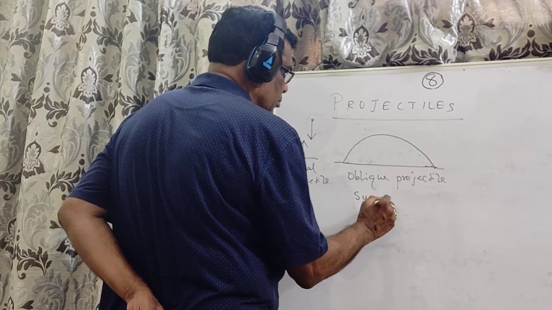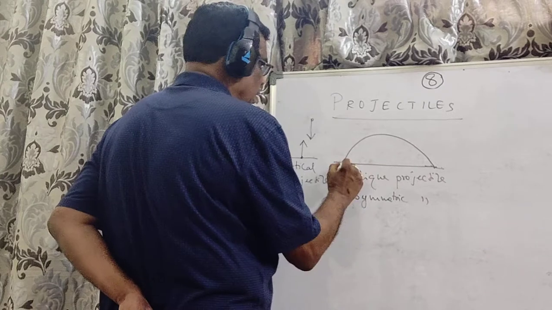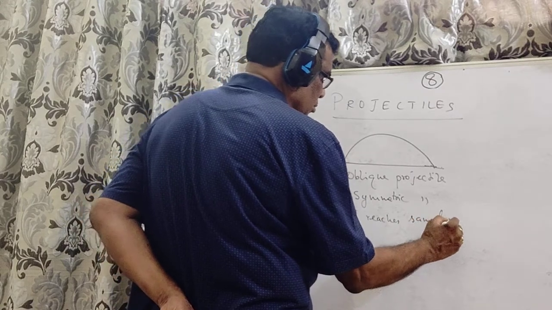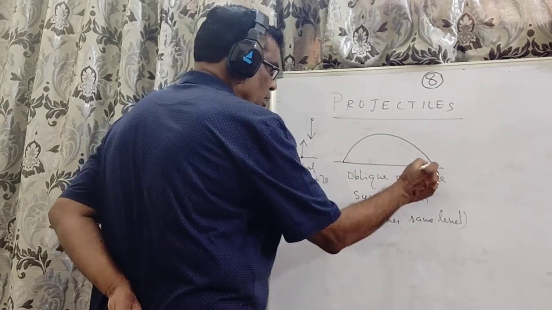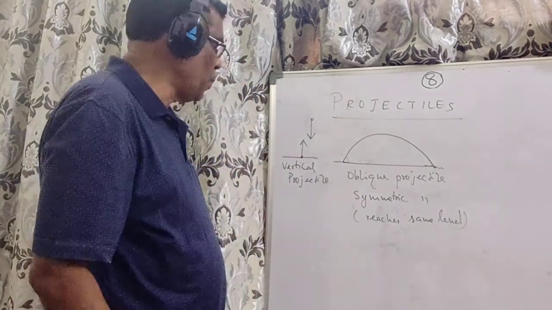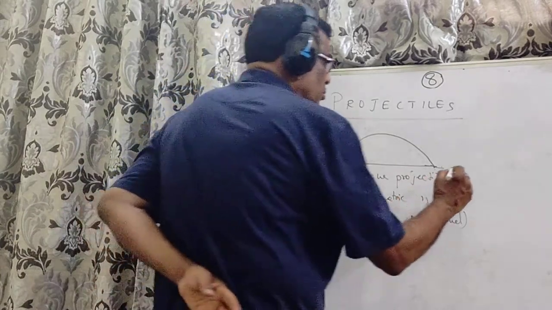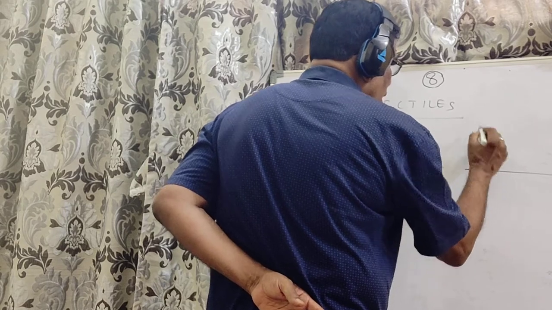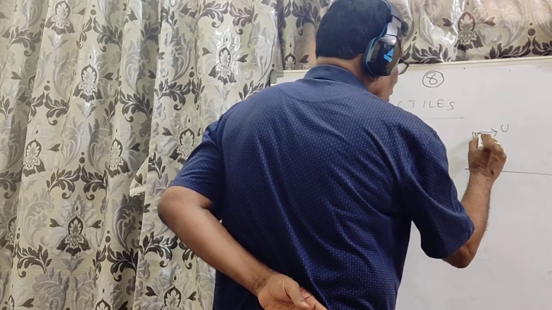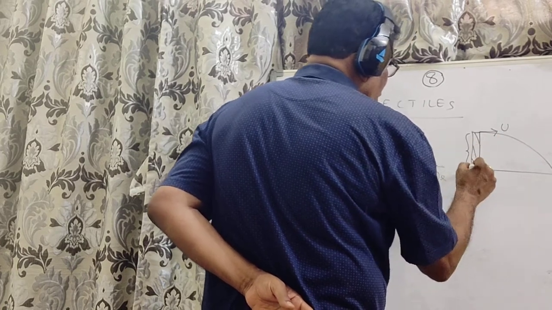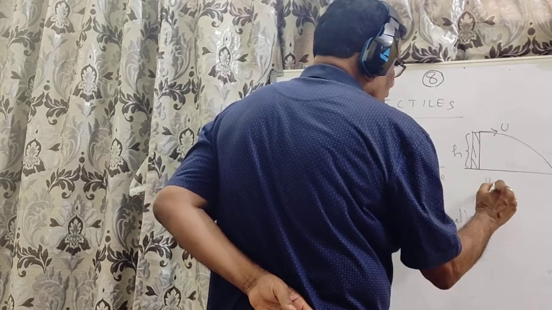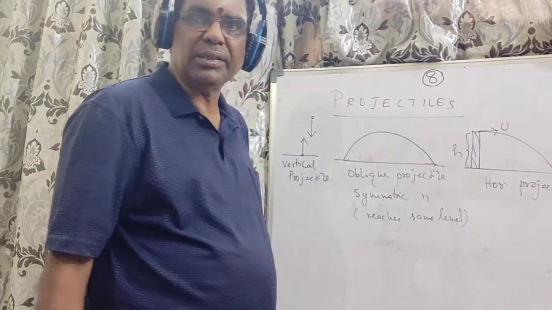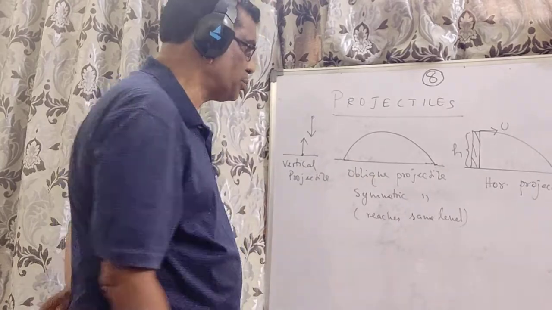Also called a symmetric projectile because it reaches the same level. Initial level, final level are one and the same. This is called an oblique projectile. Another thing we generally work out is, suppose from the top of a tower, I project it horizontally, say from a height h. Now this is called a horizontal projectile.